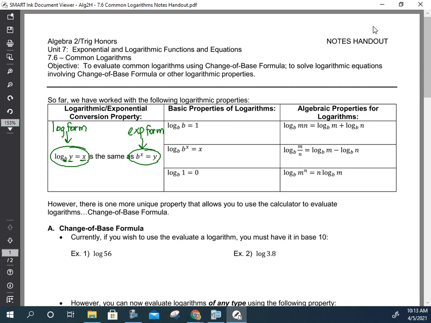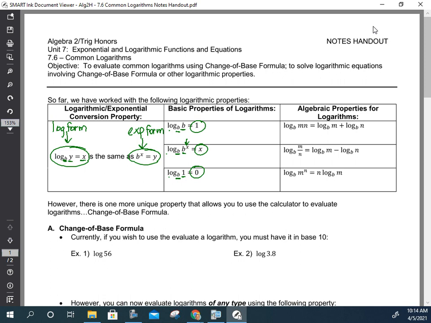For your basic properties, if you have a log and both bases match, the answer is 1. If you have a log, you have matching bases with an exponent, then the exponent is the answer. If you have a log with a base, if the next number is 1, then the answer is 0. And those are your basic properties of logs.